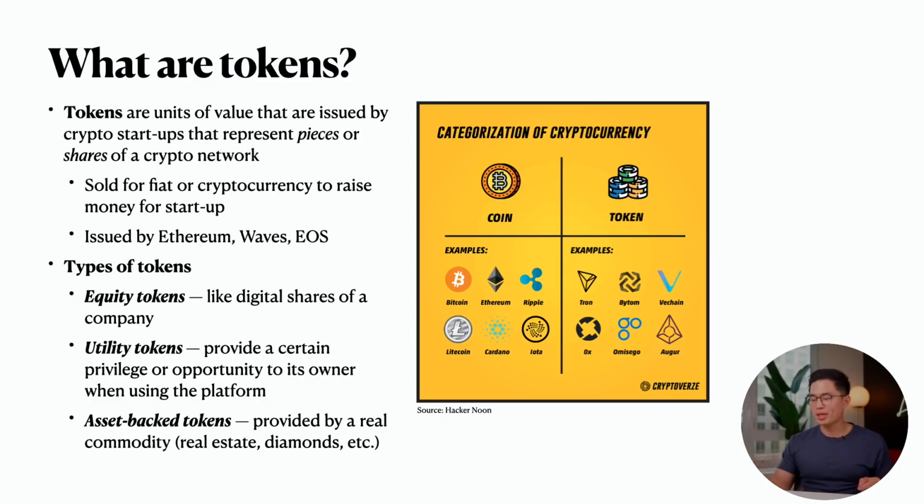If you look at this picture right here, you can see some examples of coins are going to be Bitcoin, Ethereum, Ripple, Litecoin, Cardano, and IOTA. And then examples of tokens are going to be things like Tron and VeChain. So yeah, just different ways of categorizing cryptocurrency.